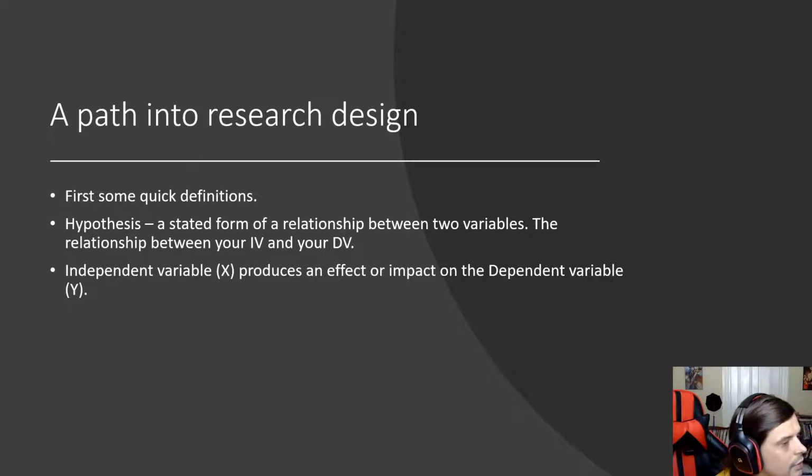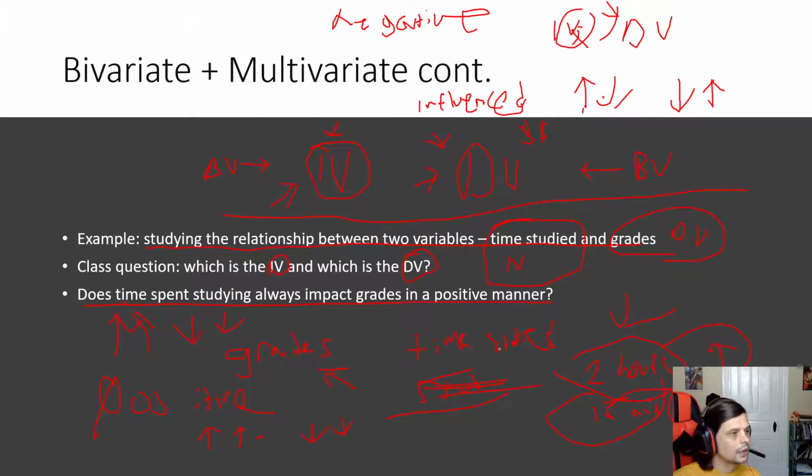So, quick definitions here. You have a hypothesis, which is a stated form of a relationship between two variables: the relationship between your independent variable and your dependent variable. Your independent variable produces an effect or impact on the dependent variable. Again, it's just like we were just talking about. In this case, the hypothesis was if I study more, then my grades will increase. Or I hypothesize that as I study more, my grades will increase.